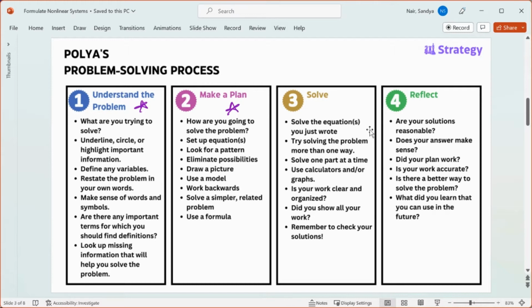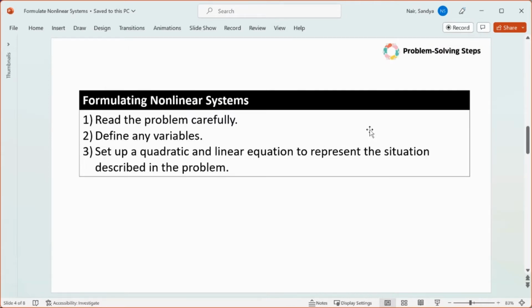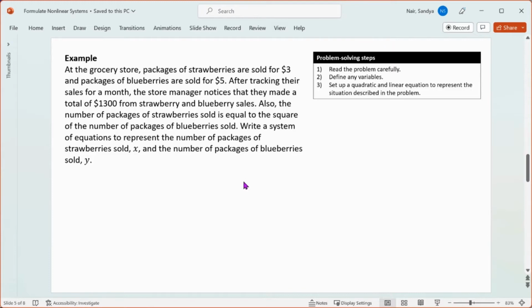So we're only going to do the first two steps of this problem solving process. We're going to work on understanding the problem and then making a plan, which involves writing the equations that we'll eventually need to solve the system. So we're going to start off by reading the problem carefully and defining our variables. Then we'll set up a quadratic and linear equation to represent the situation described in the problem. So let's try this example.